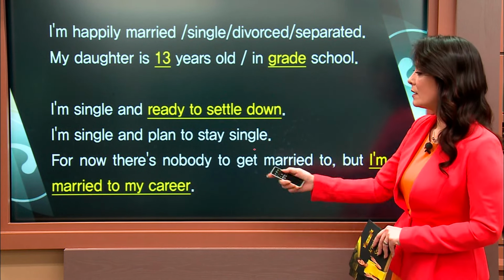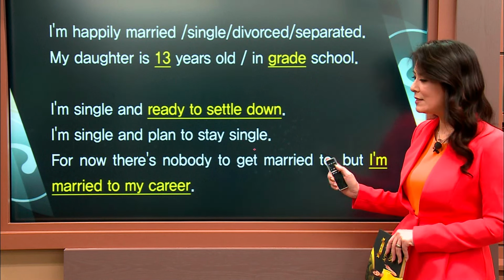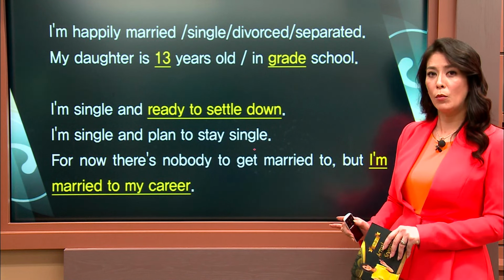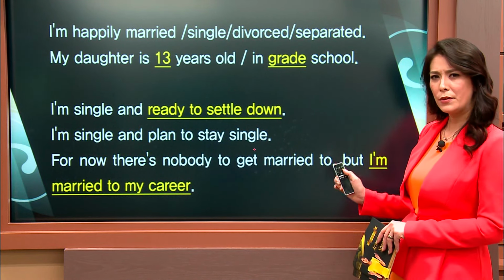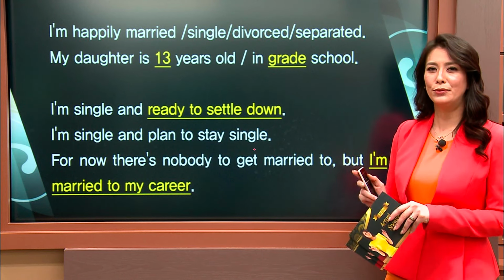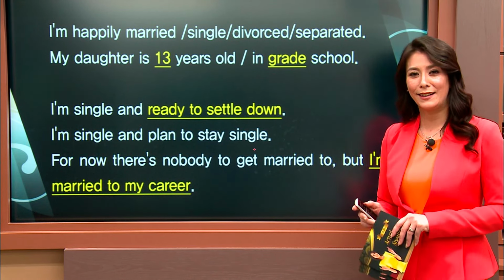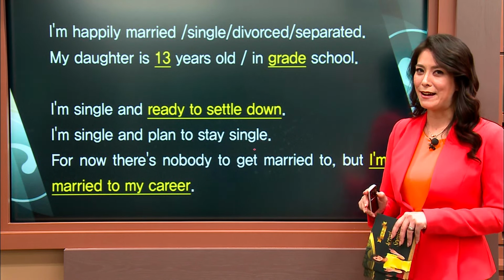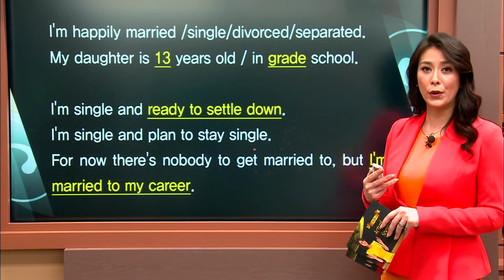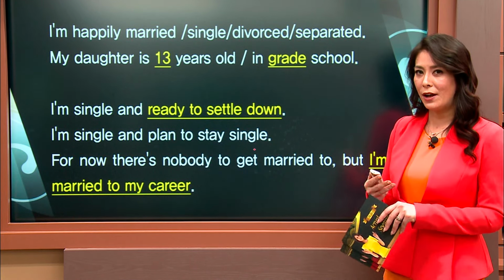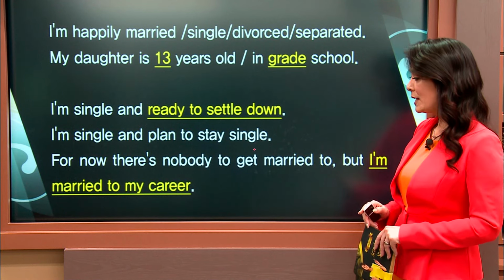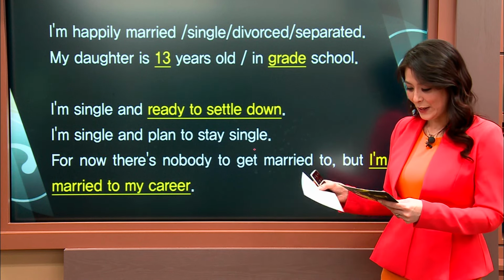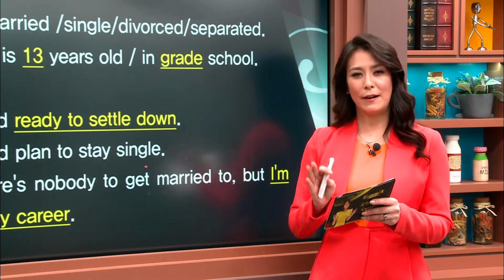But well, I'm married to my career. So once again, for now, there's nobody to get married to. 지금 현재는 뭐 결혼할 사람이 없어요. But you're married to your career. 그만큼 일에 푹 빠져 있다. 뭐 일하고 결혼했다라는 이야기를 하잖아요. You love your job, so you're not interested in getting married as of now. So when you want to talk about how important your career is, how important your job is, you can say, for now there's nobody to get married to, but right now I'm married to my job. All right?